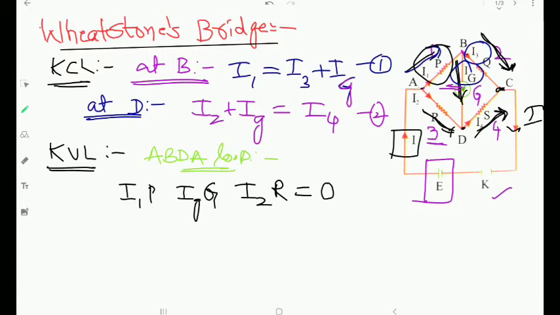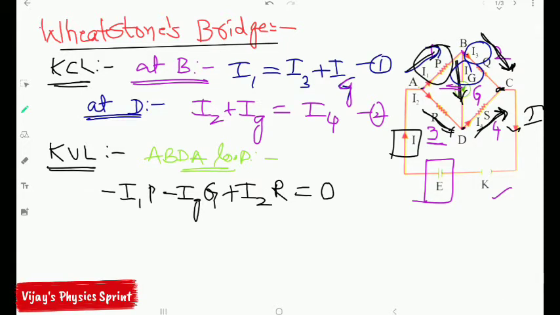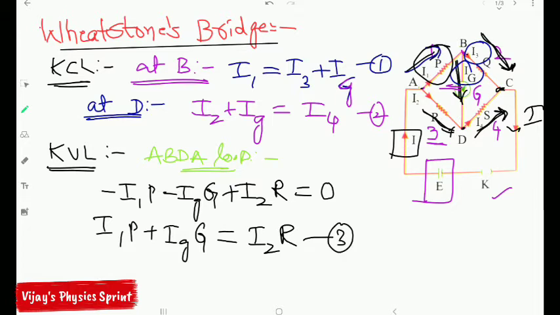According to the Kirchhoff voltage law, the algebraic sum of potential differences in a closed loop equals 0. Now applying sign conventions, A to B is in the direction of current, so it is minus, B to D is the same direction, minus, and D to A we are moving opposite to the direction of flow, so it is taken as plus. Bringing out I2R, it can be written as I1P plus IGG equal to I2R, equation number 3.